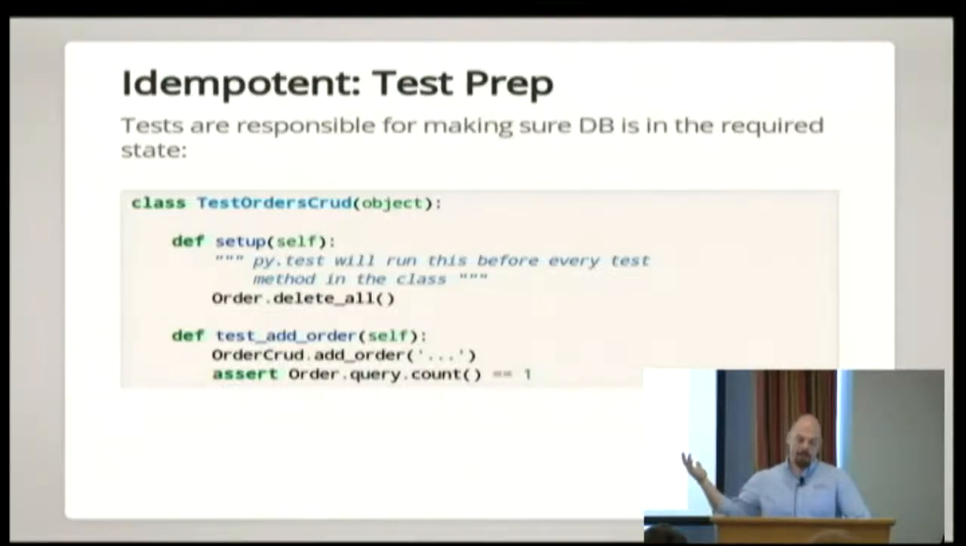You can see I'm doing that here. I've got a test add order. I'm going to add the order, and I'm going to query and make sure that the count is 1. Well, what happens if other tests have run and there are more orders in the database? Okay, so it's my responsibility as the person writing test add order to make sure that before I run my test, that order table is completely clear. Does that make sense? And this is just an example of doing that.